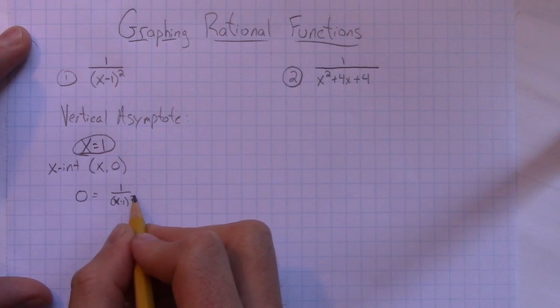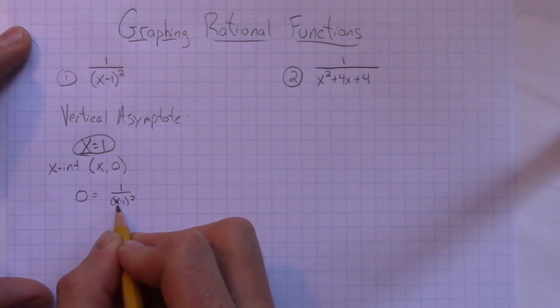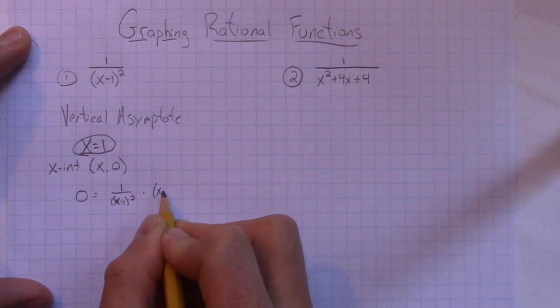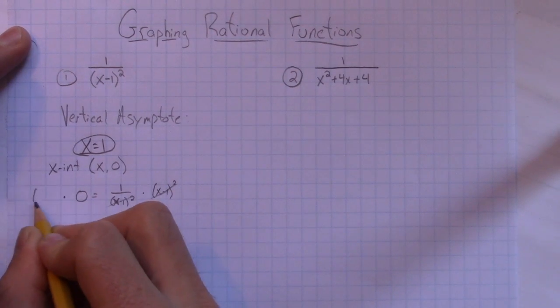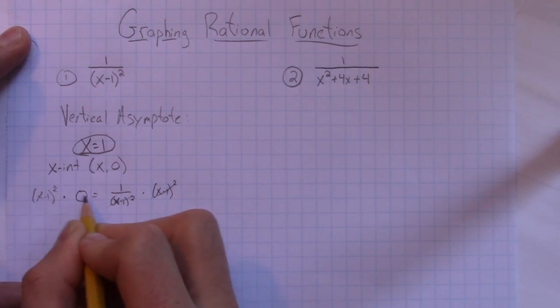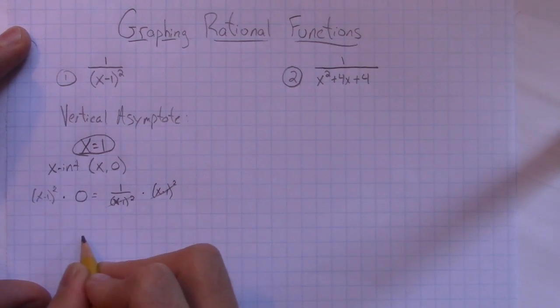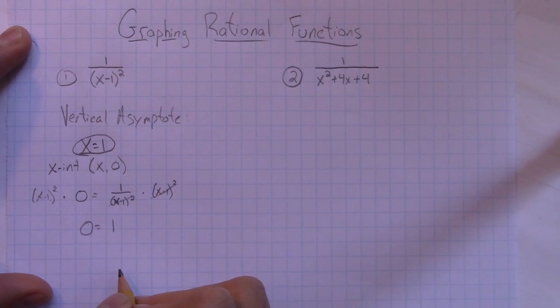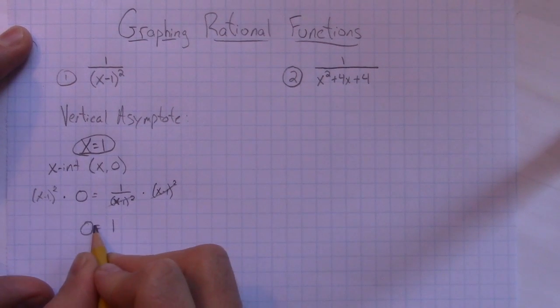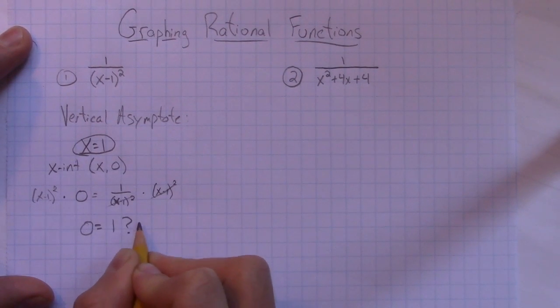So we multiply both sides times the denominator. When I do that, I get x minus 1 squared. This will cancel. 0 times x minus 1 squared, 0 times this is 0. So that's going to be 0 equals what's left over on the numerator? 1. What the heck? 0 equals 1? What the heck is that?